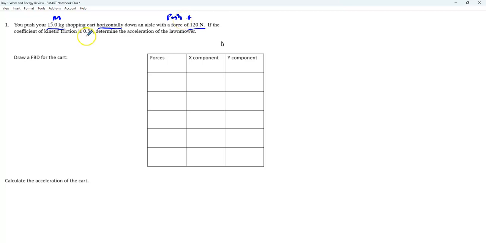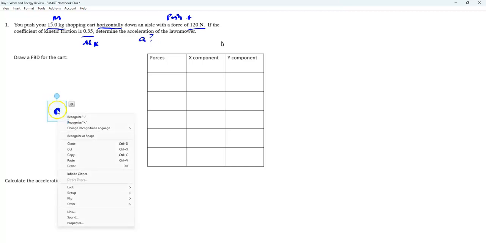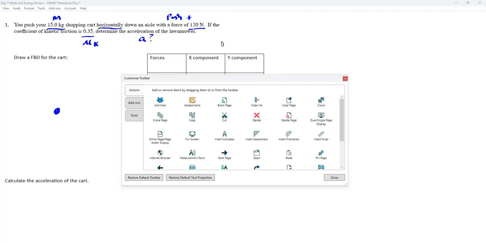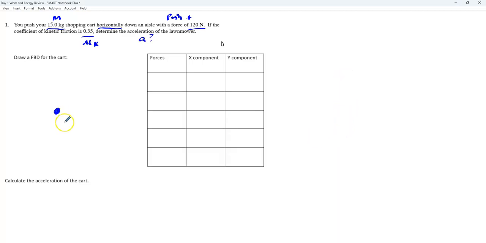If the coefficient of kinetic friction is 0.35, so that's going to be mu, and you could write mu K, but mu is good enough. That's the coefficient of friction. We're going to determine the acceleration of the shopping cart, so that's the ultimate goal, to figure out the acceleration. So I'm just starting with a dot to represent the shopping cart, and we're going to draw the forces that are acting.